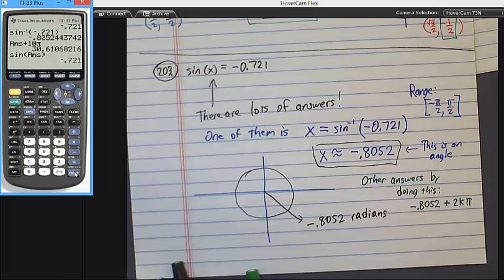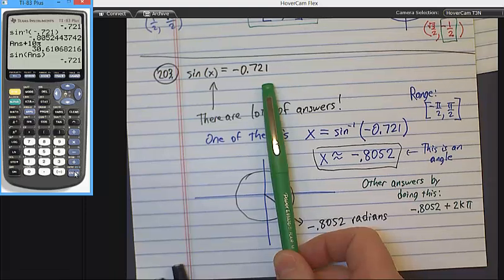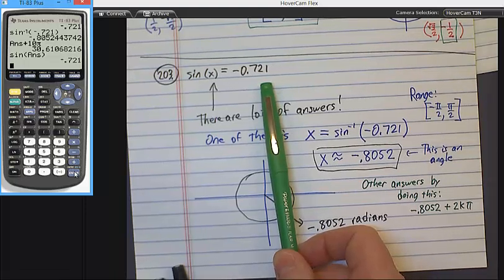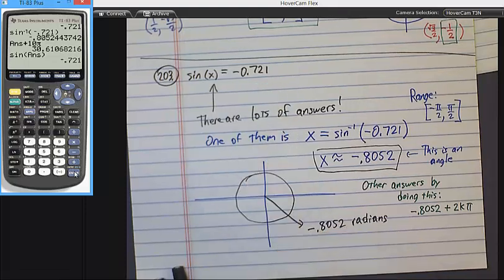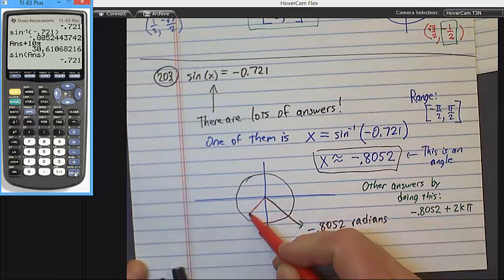What if I told you, though, there are still some other answers? There are. The way I can get that is from the picture. There is another place on the picture where the sine of x is negative 0.721. So where would that be? Quadrant 3. Quadrant 3. Let me draw it for you. And I'm going to use red because it's the one I missed. There we go.